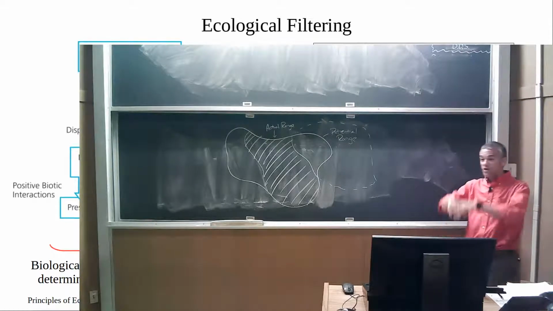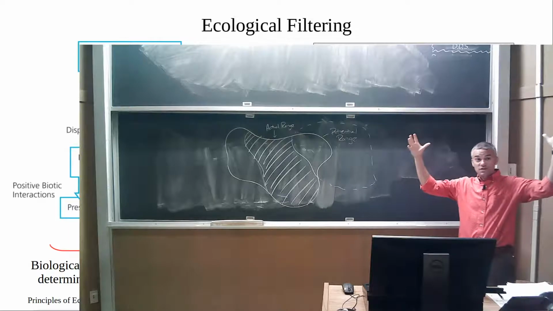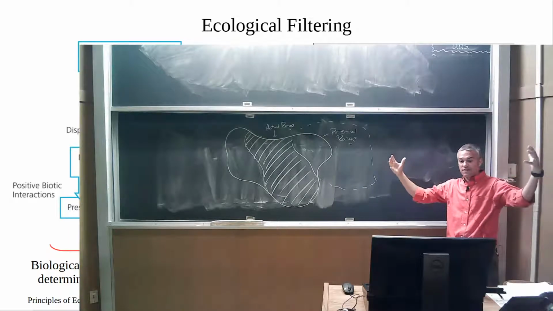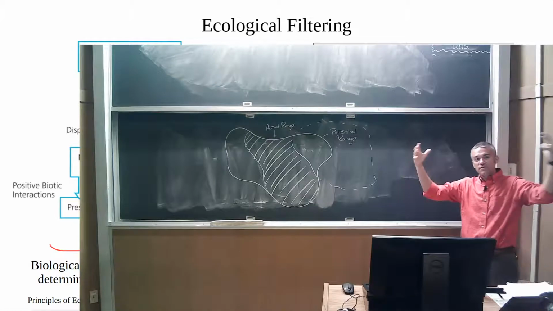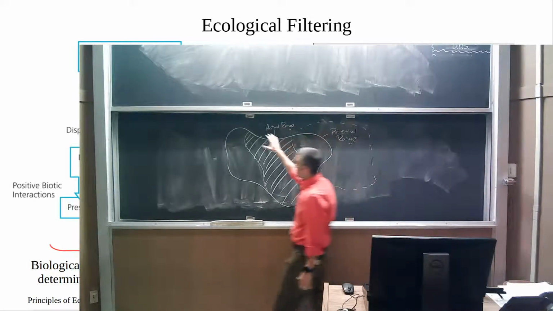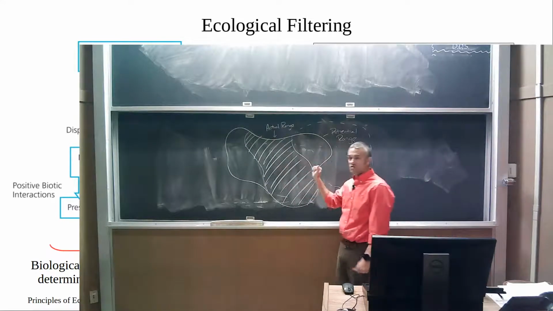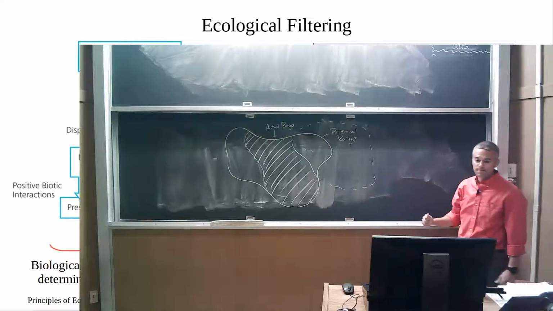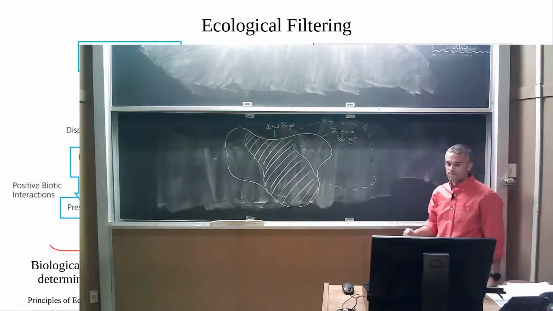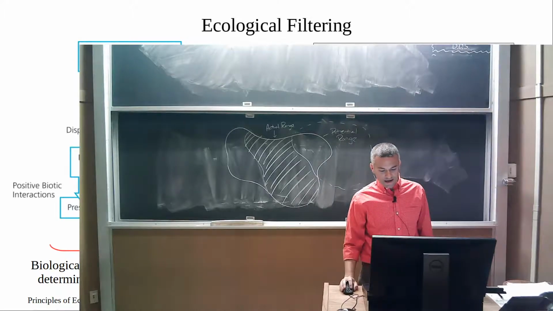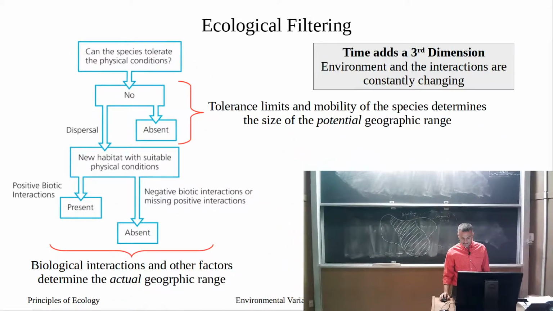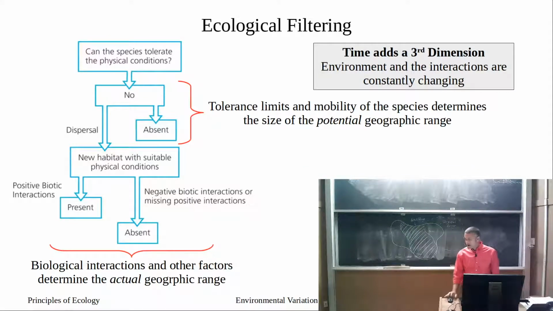All right, so we've gone from our species, and perhaps the entire Earth could be a potential range, and then we filter it down based on physical conditions, which gets us our potential range, and our biological interactions give us our actual range. And time represents that third axis, that third dimension, because these ranges, the potential ranges and the actual ranges, are going to be expanding and contracting and changing as our environment changes.